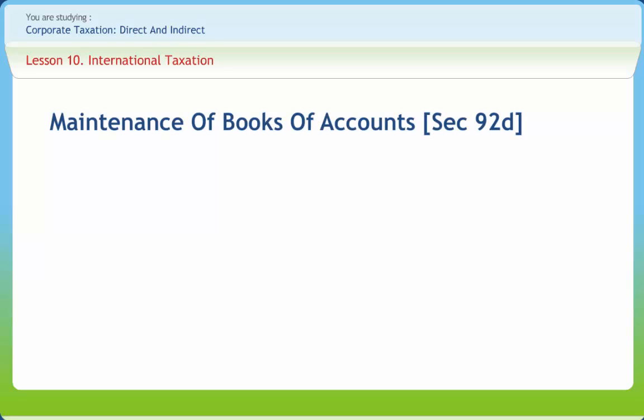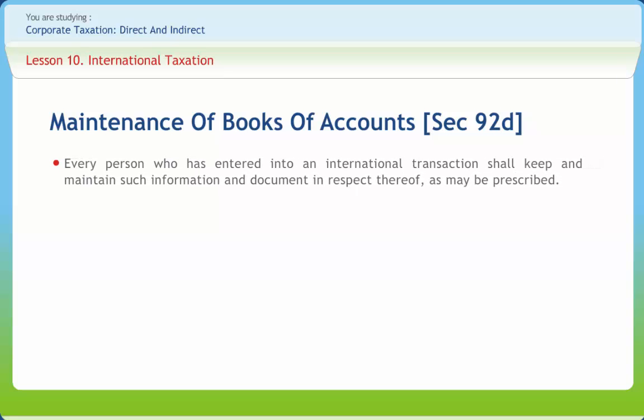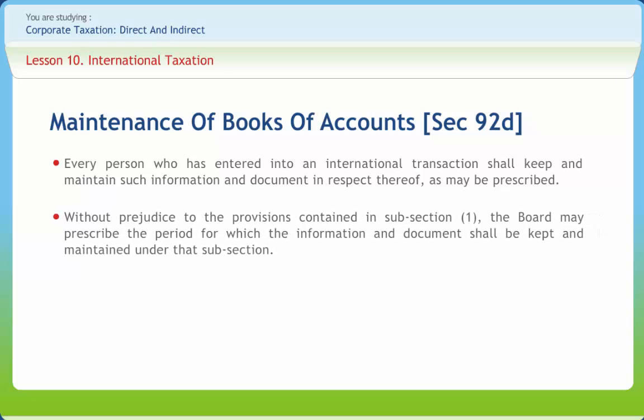Now let's discuss 92D, which states maintenance, keeping of information and document by persons entering into an international transaction. Every person who has entered into an international transaction shall keep and maintain such information and document in respect thereof as may be prescribed. Without prejudice to the provisions contained in subsection 1, the board may prescribe the period for which the information and document shall be kept and maintained under that subsection.